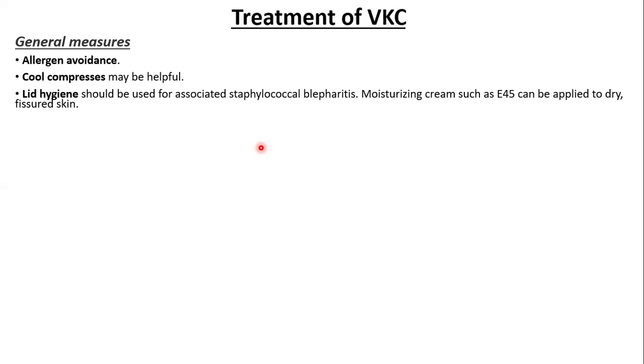So we have general measures. What are the general measures that can be used? We have avoid the causative allergens and we can go for cold compresses. Okay. And lid hygiene. Exactly. Great. Allergen avoidance, cold compresses, and lid hygiene. And moisturizing cream for the skin around the lids. Actually, many of those children, because of the excessive rubbing, have fissured and dry skin. And because of that dry fissured skin, they will have more itching. So moisturizing cream is part of the general measures that need to be used.